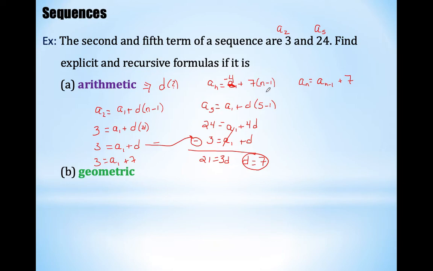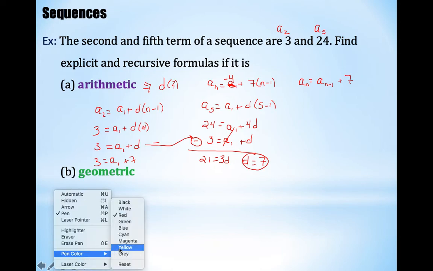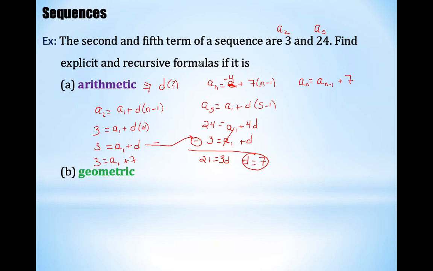Well. How do I handle that if these were geometric? If these were terms for geometric, I'm going to use the same kind of thinking, right? A sub 5, which is 24, is equal to a sub 1 times r to the 5 minus 1. And a sub 2 is equal to a sub 1 r to the 2 minus 1. So 3 is equal to a sub 1 r to the first. I don't have this nice add down situation though, do I?